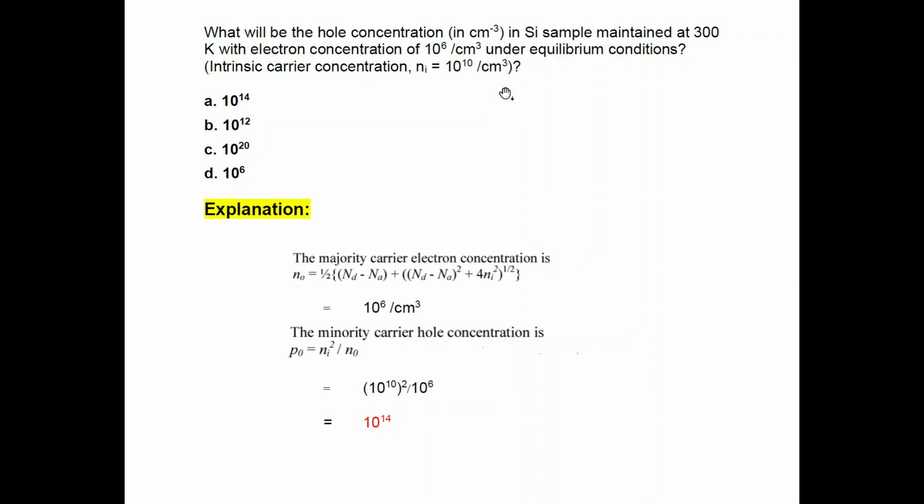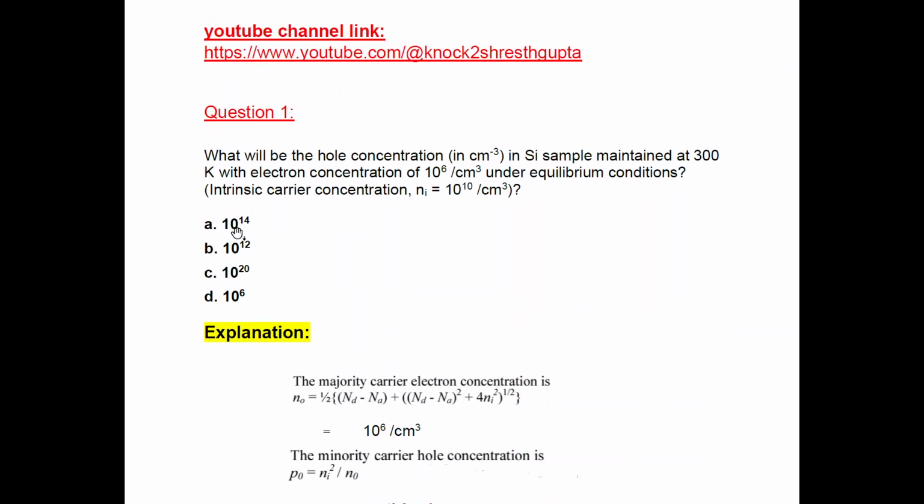Now from here we can see the electron concentration is 10 raised to 6 per centimeter cube, and they are asking about the hole concentration in the silicon sample at 300 Kelvin. So the minority carrier hole concentration can be calculated as p naught equals Ni square over n naught, that is (10 raised to 10) whole square over 10 raised to 6, that means 10 raised to 20 over 10 raised to 6, that means 10 raised to 14. That's why the correct answer of this question is option A, 10 raised to 14.